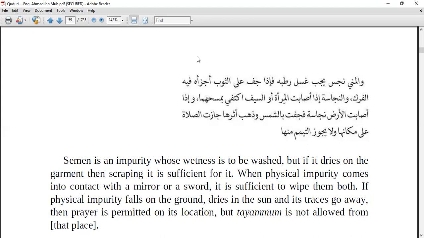The question is, what if the semen dries up on a person's body? Can they scratch that off, or do they have to wash it? Some mashayikh say that you have to wash it. There is no other way. And others suggest that you can also scratch it off from your body, like you could from your clothes. And this is probably the right opinion according to the fuqaha.